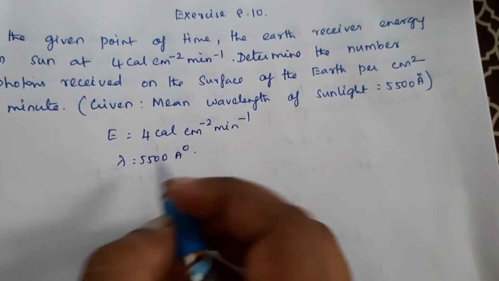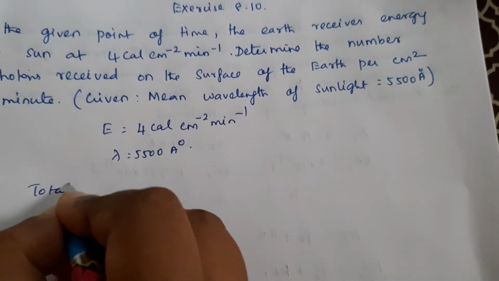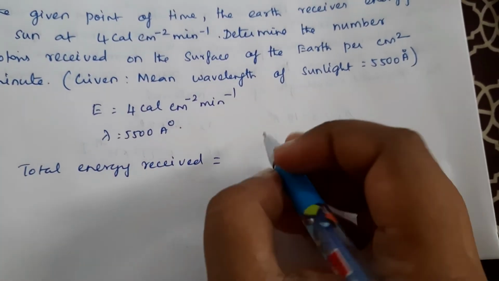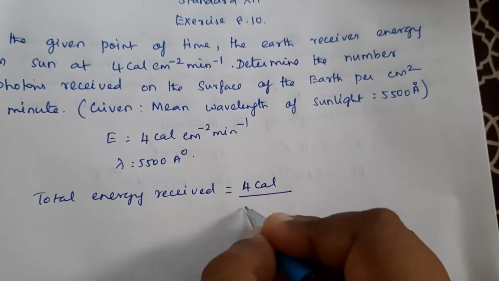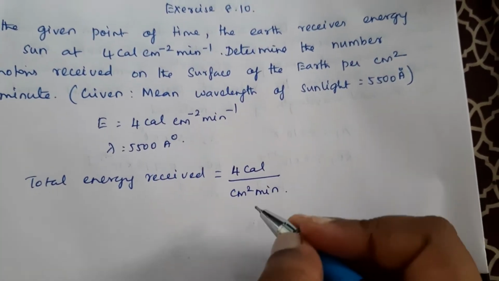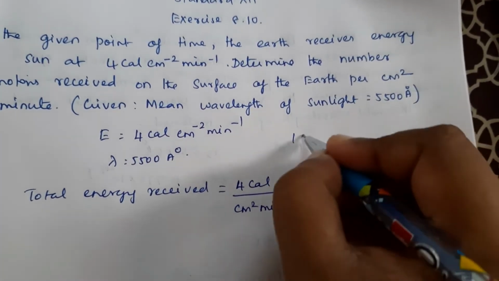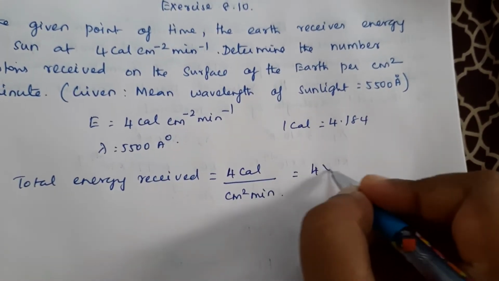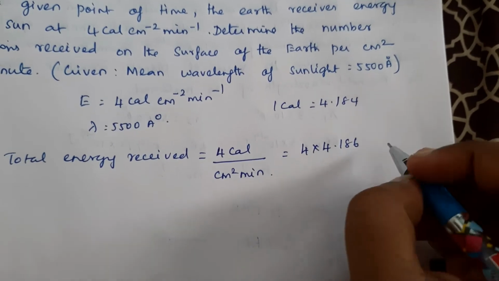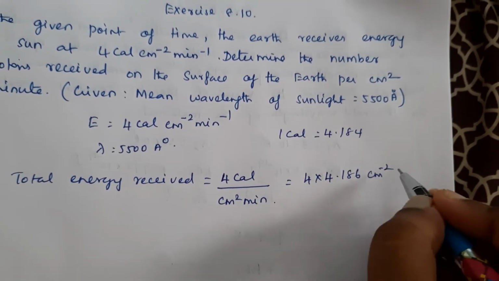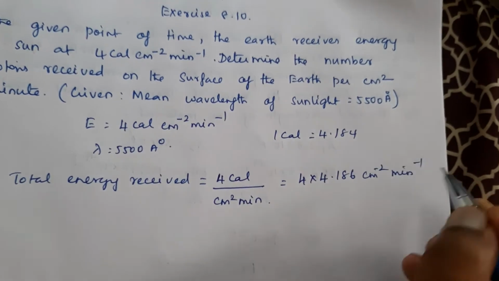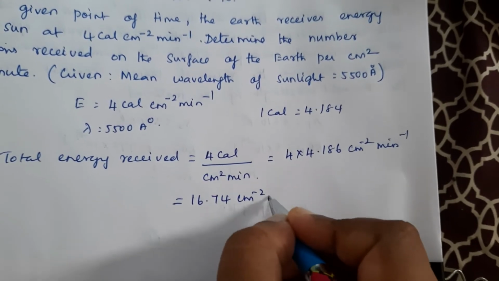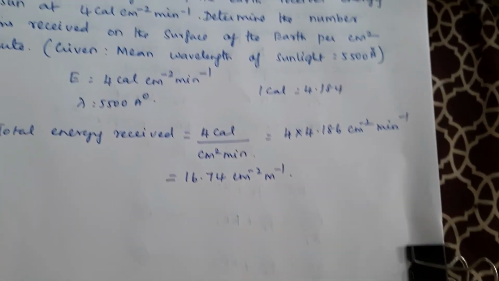Now here it is given in calories. So the total energy received is equal to 4 calorie per centimeter square per minute. So what is 1 calorie? 1 calorie is 4.184 joules. So we can convert this into 4 times 4.184, which is 16.74 joules per centimeter square per minute.